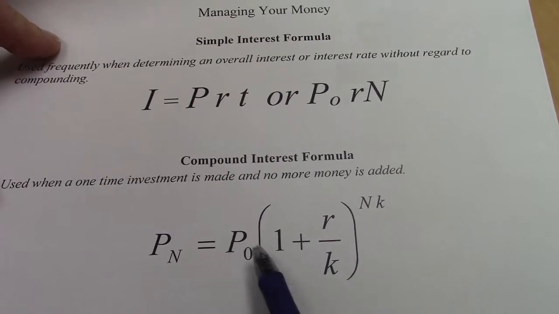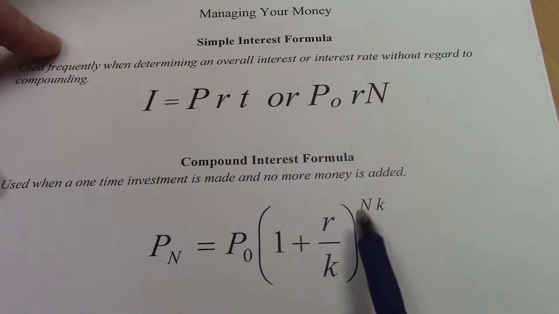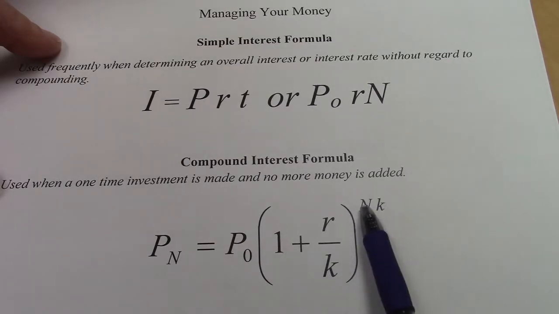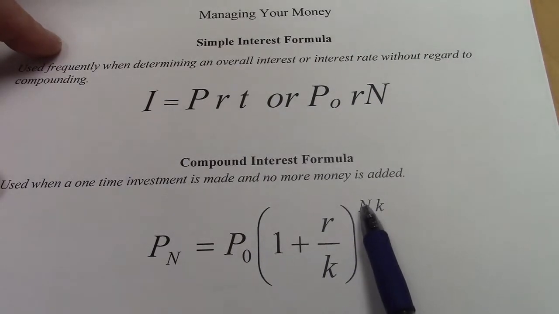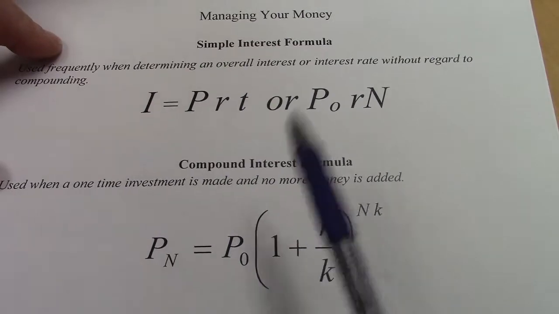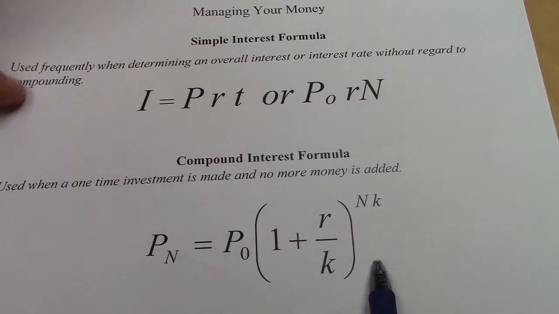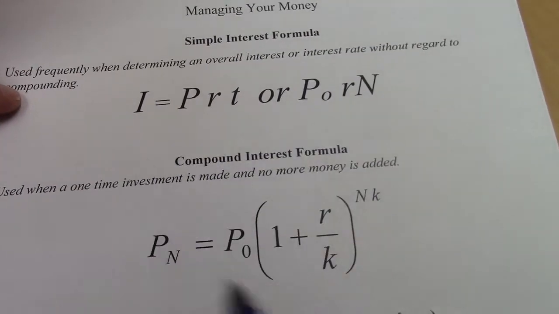These values of P, principal, R for rate, K for number of compoundings, and N for the number of years, which can be a fraction. If something's left in an account for only 6 months, then N would be a half if it was an annual rate. Okay, so those are formulas that I hope you've been familiarized with already in previous classes.